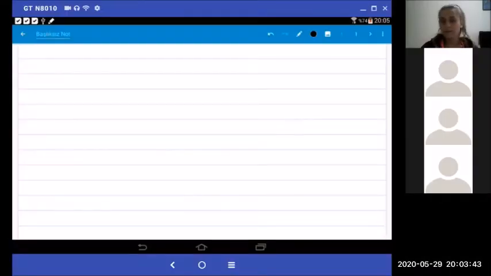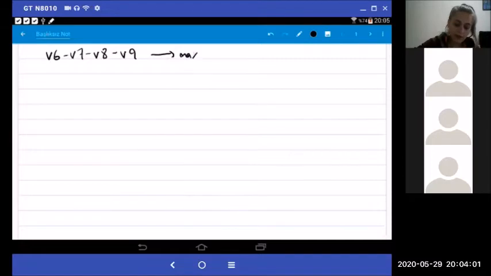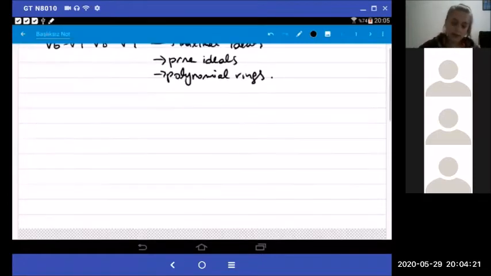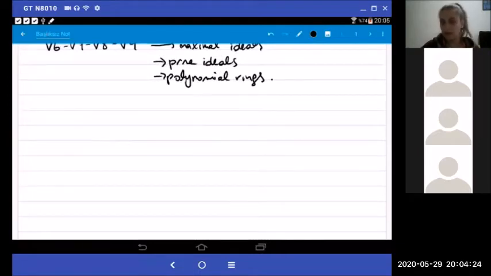Okay, any question? No. Okay, in the videos of which one? V6, V7, V8, and V9, the subjects of maximal ideals, prime ideals, and what? Polynomial rings, I think. Polynomial rings are covered.